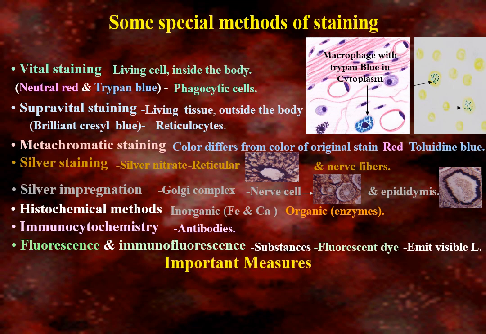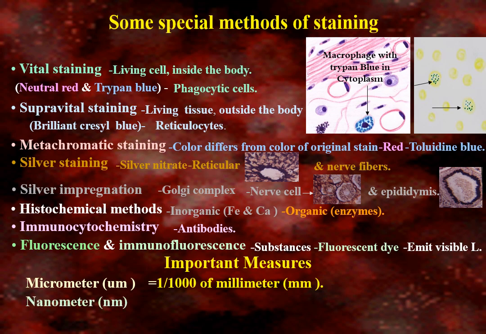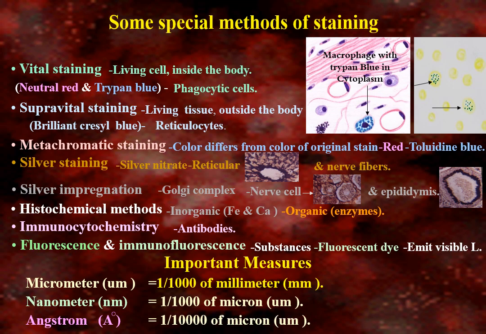Important measures used in histology. Micrometer equals 1/1000 of the millimeter. Nanometer equals 1/1000 of the micron. Angstrom equals 1/10,000 of the micron.